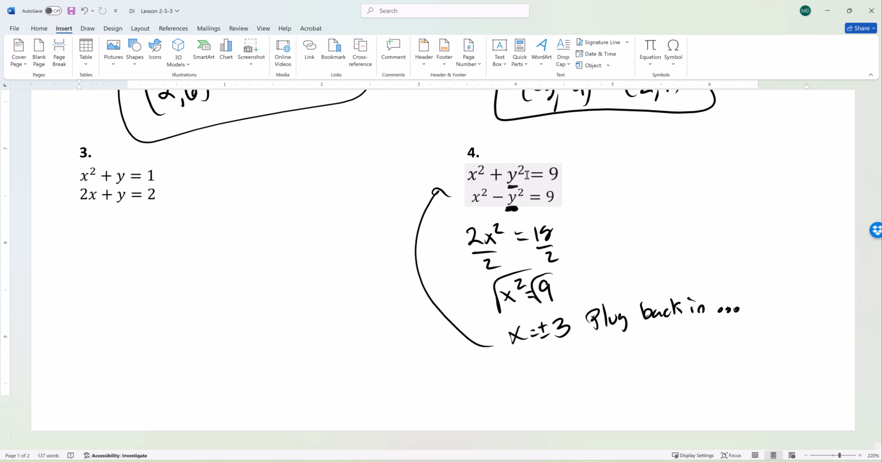Now, because you have a y squared, that actually means that if I plug in 3, you're going to get probably 2 y values. So there should be 4 values as part of your answer.